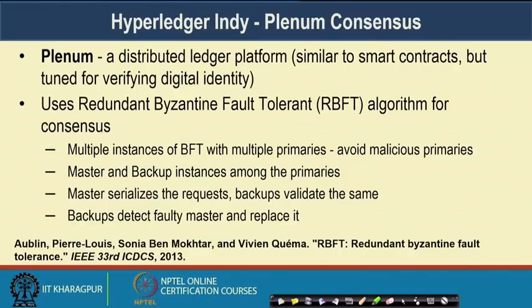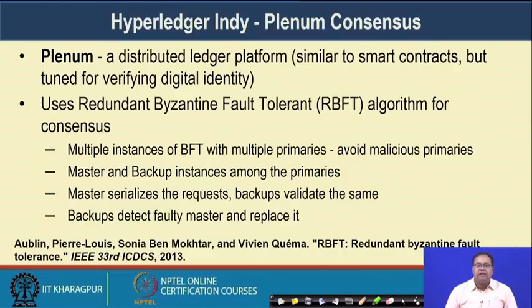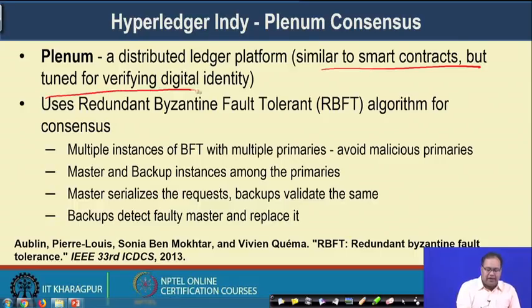So in Hyperledger Indy, as I was mentioning in between, it uses a consensus algorithm called the Plenum consensus. This Plenum is a distributed ledger platform which is similar to smart contracts, but it is tuned for verifying digital identities. So the smart contract which is getting implemented there with the help of the Hyperledger platform is mostly suitable for verifying the digital identity. That distributed ledger platform which is utilized in Indy, we call it the Plenum platform. This Plenum uses a Byzantine fault tolerant algorithm as a backbone.